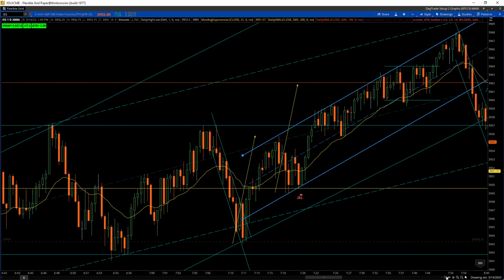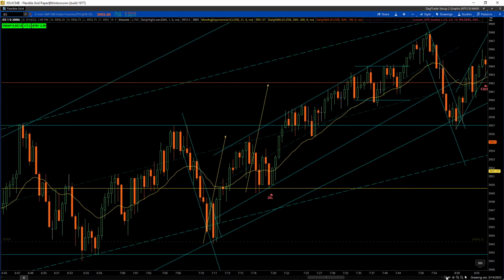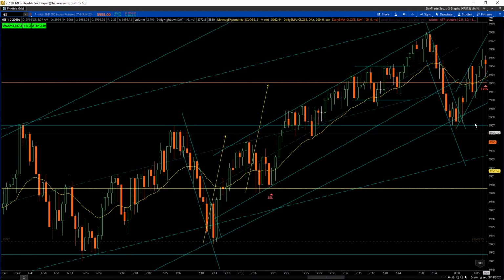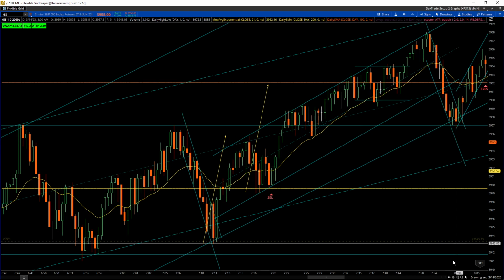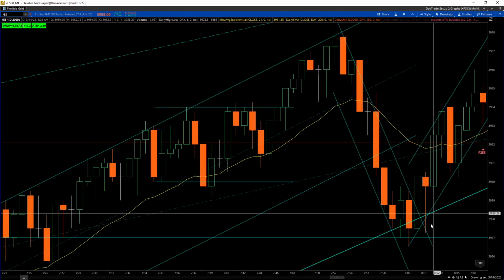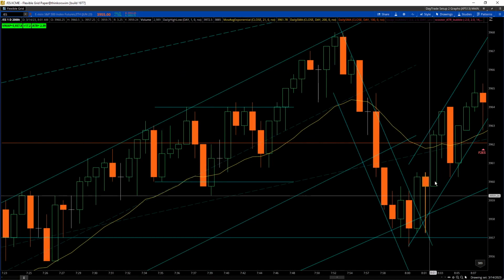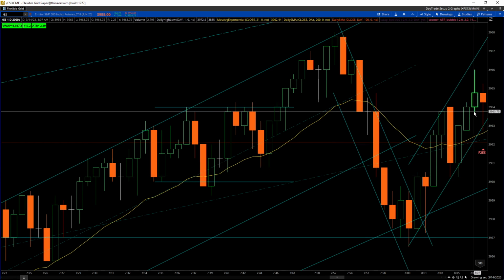This breaks down. I don't take any trades. I do see this failed second entry short forming. This is a new low. No second entry short here. First entry short comes up, second entry short.